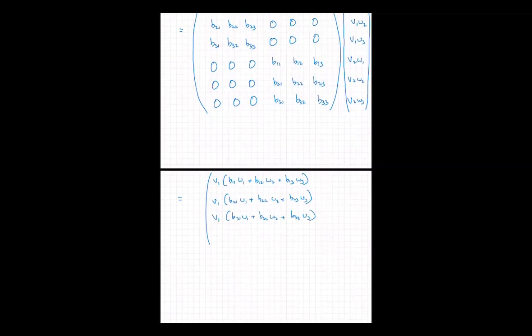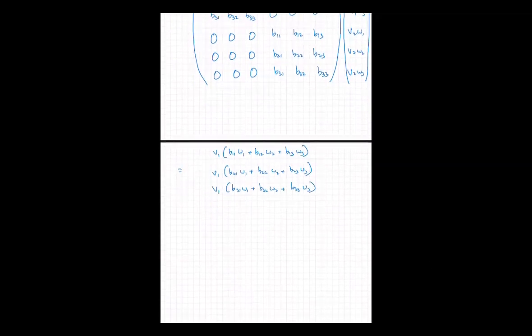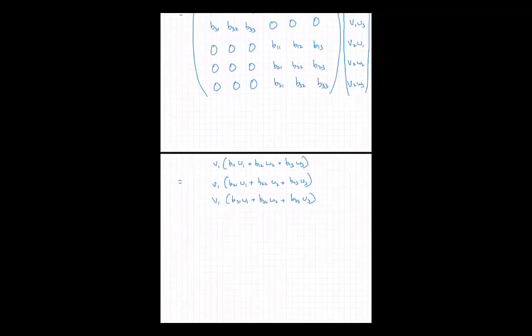Okay. Again, please stop me if there are any questions. If not, this is a very straightforward calculation. Then the fourth one would be V2 times B11W1 plus B12W2 plus B13W3.